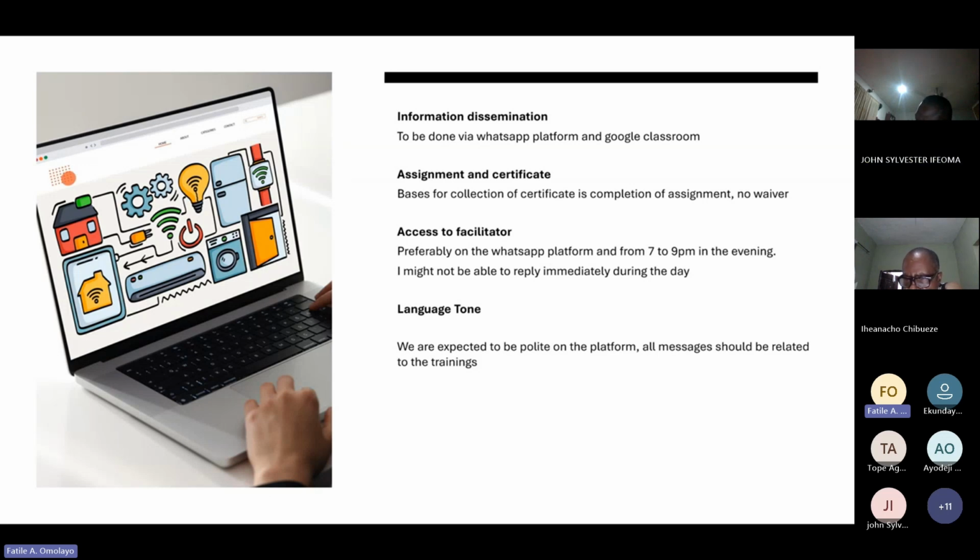Okay, language tone. It is expected that we are polite on the platform. All messages on the platform should be related to the training. No religious messages, no politics that can bring toxic kind of communication. We do not want that on this platform. Also, when we come for training like this, it is expected that we mute ourselves. If we want to speak, we just need to raise our hand to draw my attention so that I can call each and every one of us.